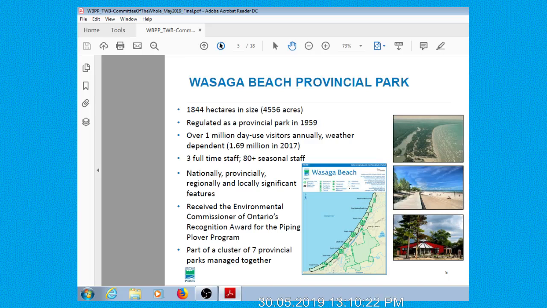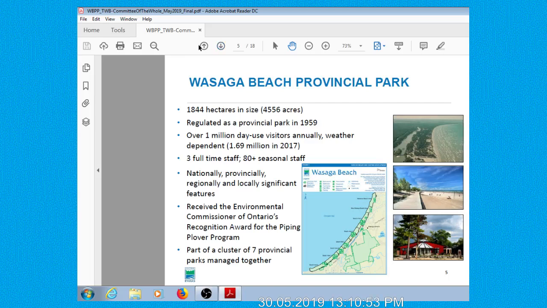Mm-hmm. So within Wasaga Beach Provincial Park, you have nationally, provincially, regionally, and locally significant features. These are cultural, natural, and recreational features of a wide range of items and significance. A few years ago, I can't remember when, the park staff won the Environmental Commissioner of Ontario's award. 3 years ago. Yeah, for the Piping Plover program. This is an award they only offer once a year, so it was a big honor.